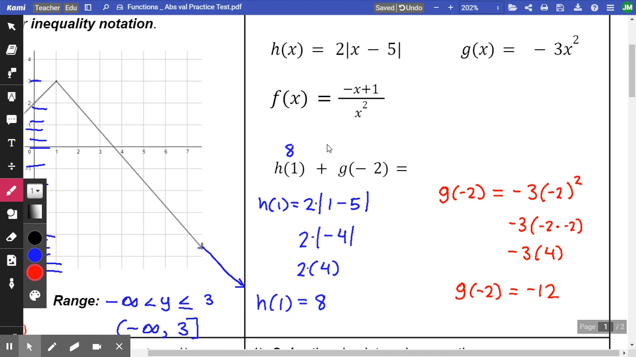Okay? So now I have the operation of 8 plus a negative 12. And if you add these together, you're going to find out that really you have 8 minus 12, which is negative 4.